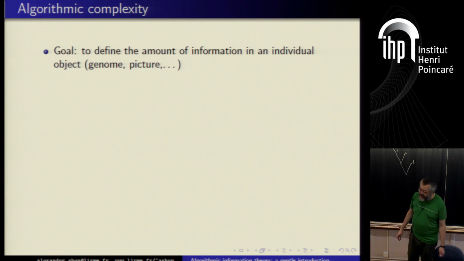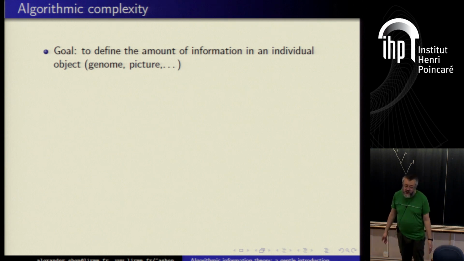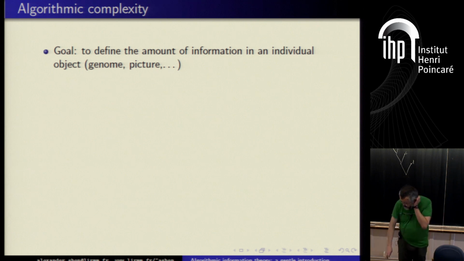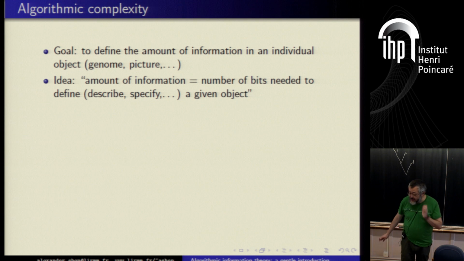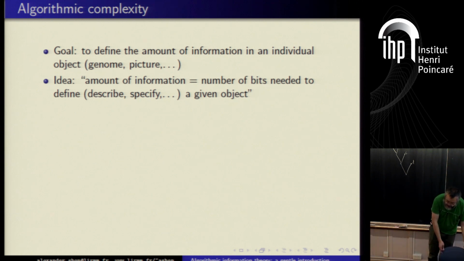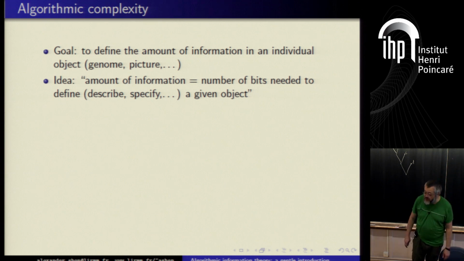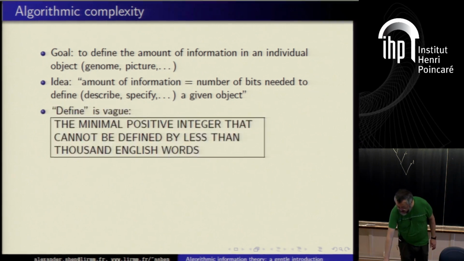Statistical theory defines information in random variables, and algorithmic theory should define the information in finite objects like, I don't know, graphs or sequences of bits or sequences of letters or images or whatever. And then there is a very simple idea for the amount of information in an object: it's how many bits we need to describe it. So it's the compressed size of the object.